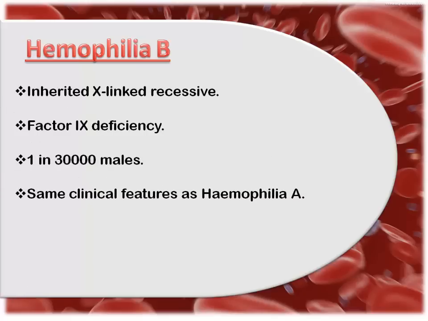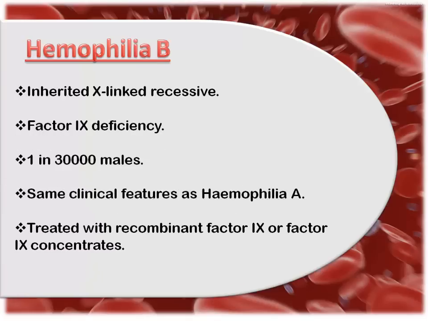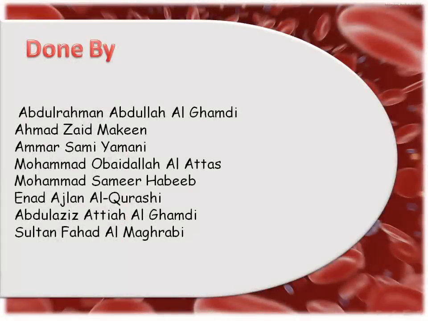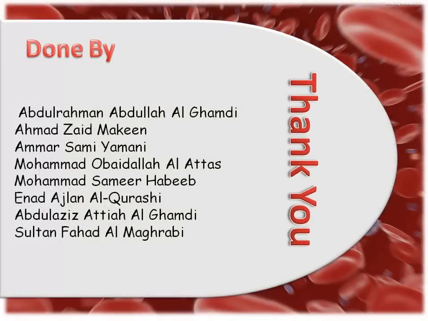The clinical features of hemophilia B are the same as hemophilia A, and it is treated with recombinant factor IX or factor IX concentrates from the plasma, just like with hemophilia A, where we said recombinant factor VIII or factor VIII derived from plasma. But here, desmopressin or synthetic vasopressin is not effective, because desmopressin increases the level of factor VIII and not factor IX. So we've reached the end of our presentation.